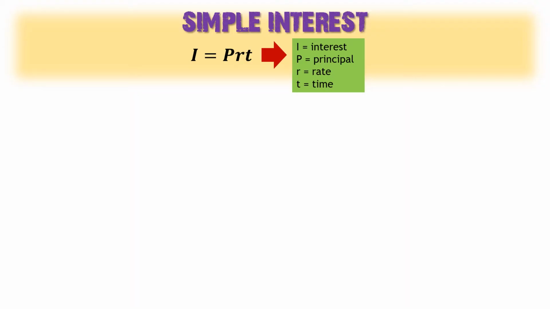Now, let's begin with the simple interest. Its formula is denoted by letter I. Interest is equal to principal times rate times time. Okay, so you have to solve a problem.